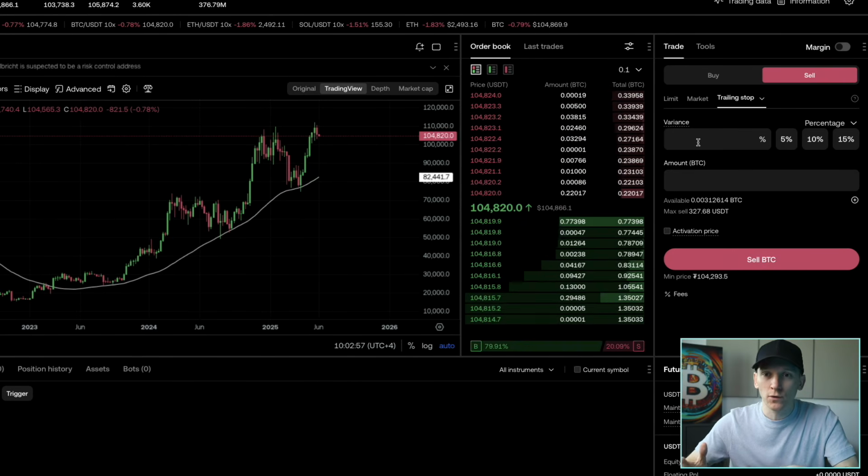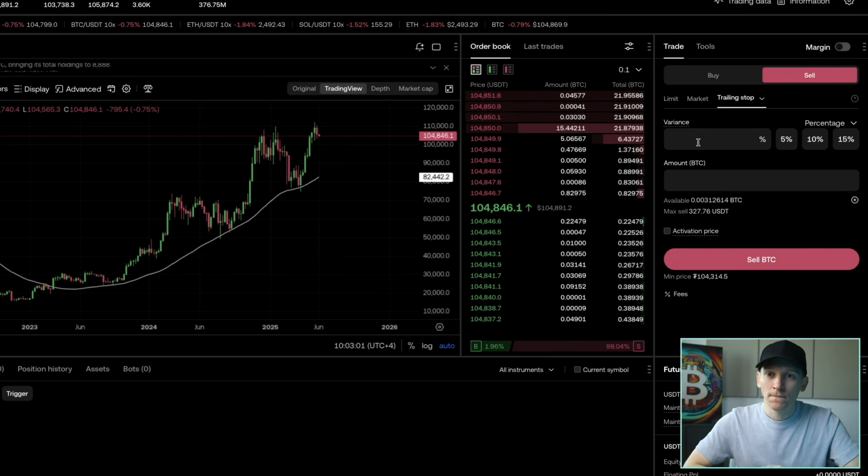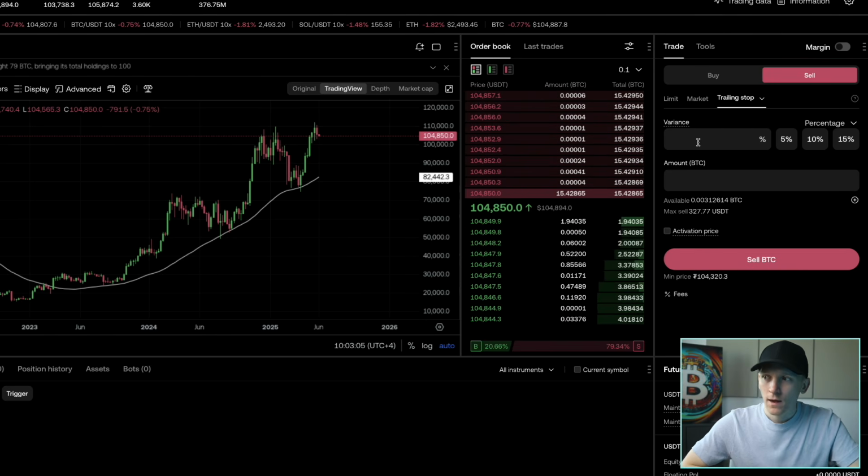OKX also lets us use trailing stop orders as well. These are usually used to sell and to chase the price higher. So what happens here is you're putting a sell order into the system and you're hoping that the price moves upwards. And if it does, your sell order also moves up with it. And so you hopefully get a better price for your trade. So what you have to do is put the order in at a certain price that you're willing to trade at. So let's say the price is 105,000.